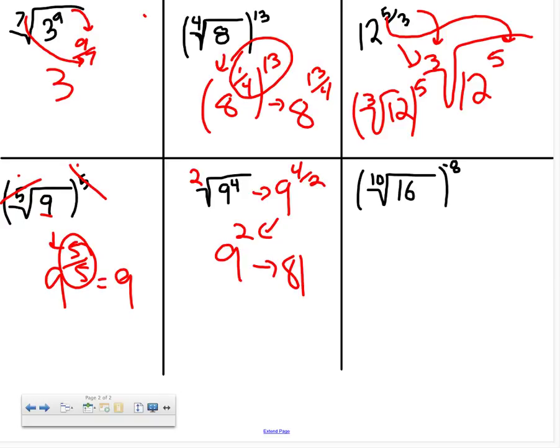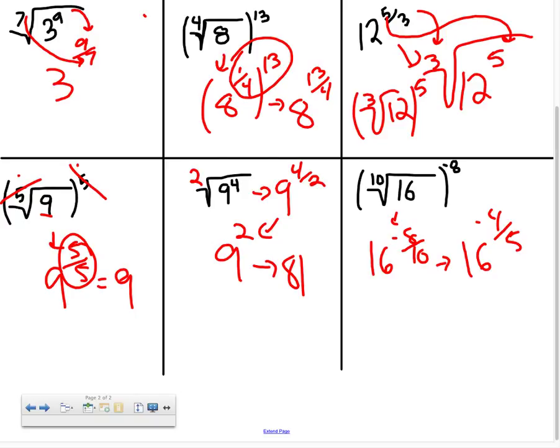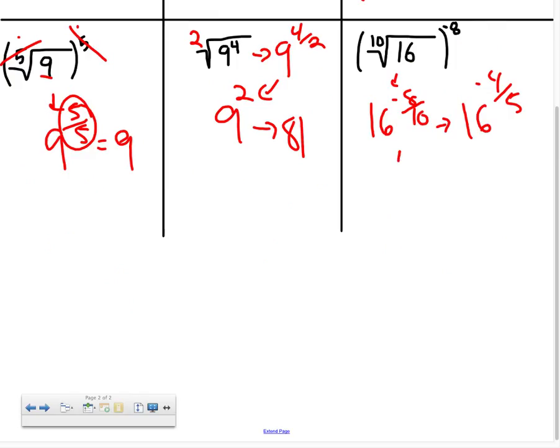And the last one here is if you have a negative in there, it still works with negatives. So the 10th root of 16 to the negative 8, we just write that as an exponent first. This is 16 to the negative 8 over 10. Well, negative 8 over 10 can be reduced, right? If I divide the top and bottom by 2, I get 16 to the negative 4 over 5. I really don't want a negative exponent in my final answer, as we said in the last video, so I'm going to write this as 1 over 16 to the 4/5.